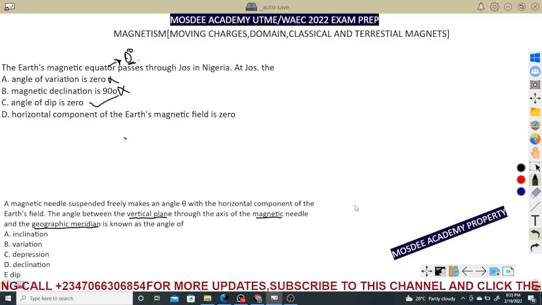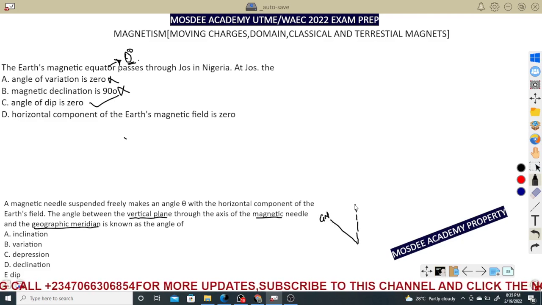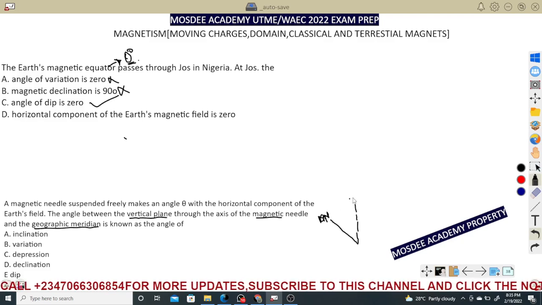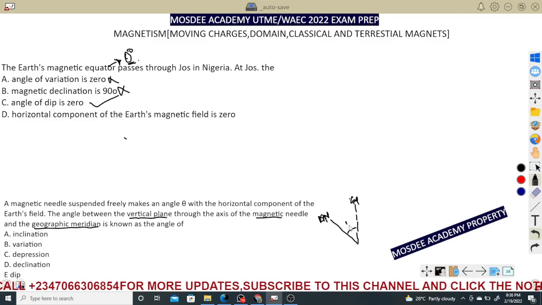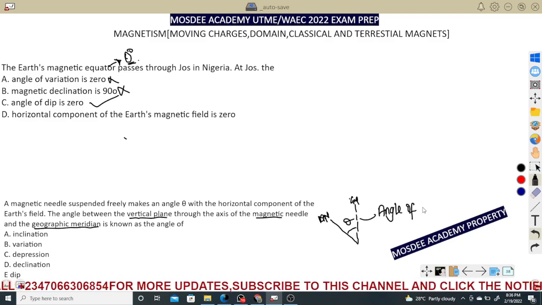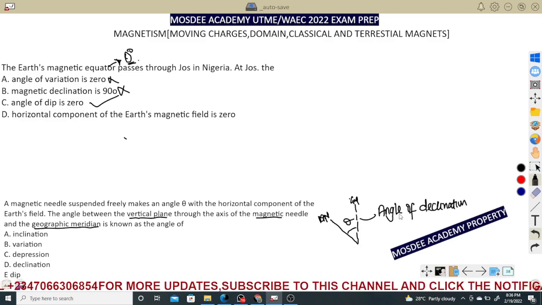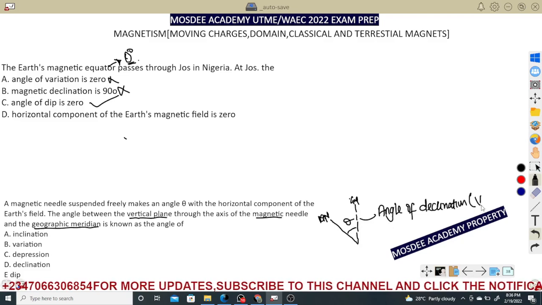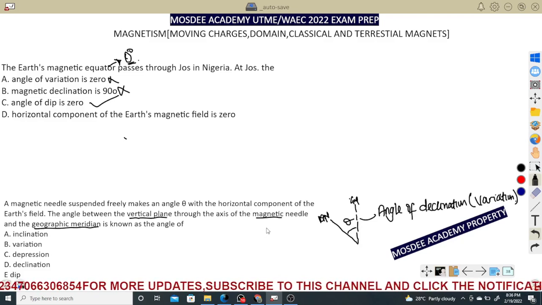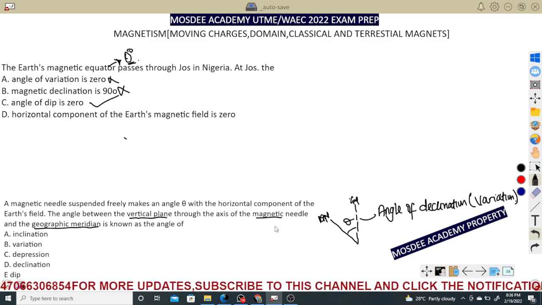I told you the axis of the magnetic needle is always measured in the horizontal manner. So which can move in terms of what? Meridian, geographical north, and the what? Magnetic north. So I will say the angle between the magnetic north and geographic north is called angle of declination or angle of variation. Declination is also called variation. Students, I hope you are getting this because it's important you know this. So always keep that at the back of your mind.